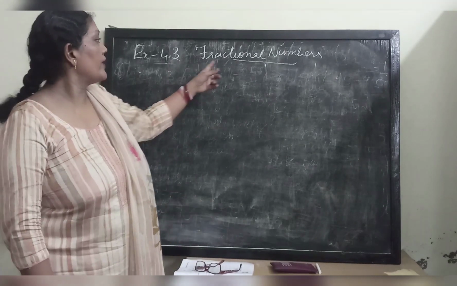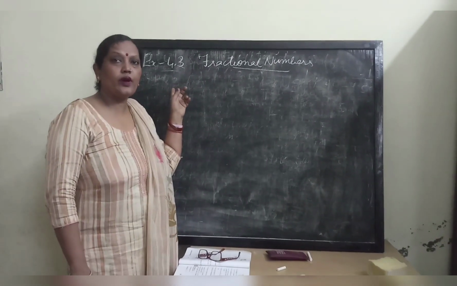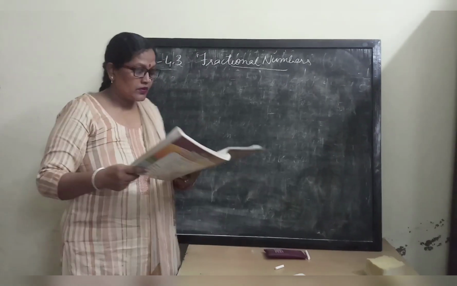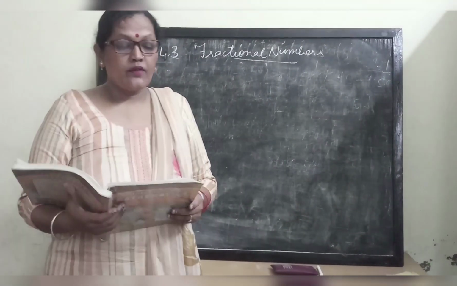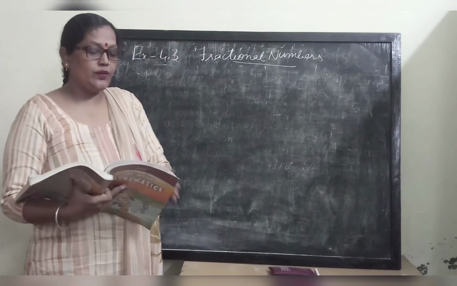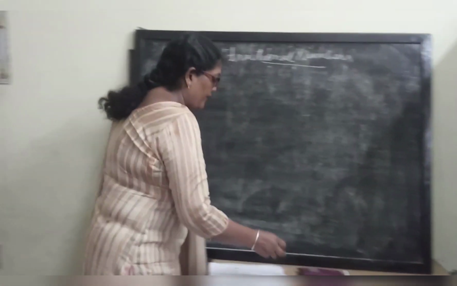I'm going to continue fractional numbers, exercise 4.3. Take out page number 64. Fill in the blanks. It's very easy. 2 over 3 multiplied by 4 over 5.